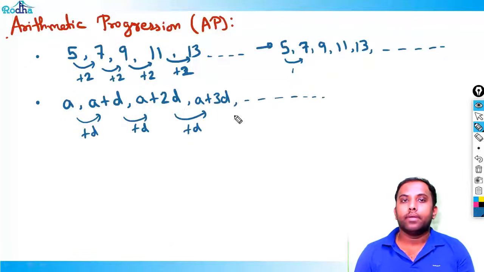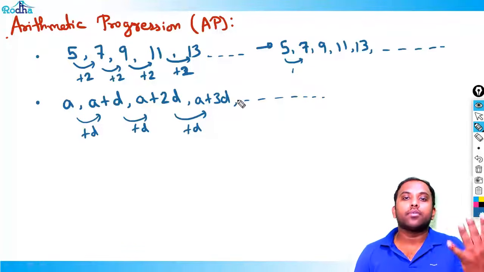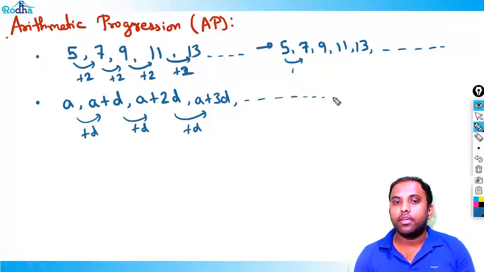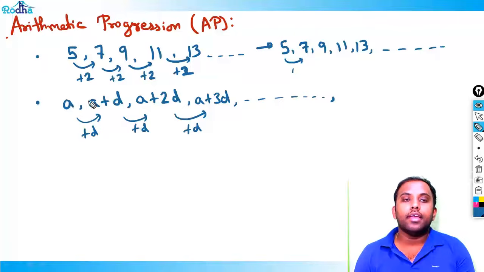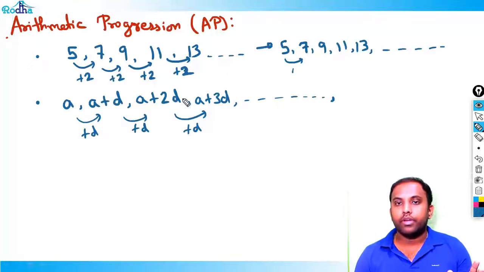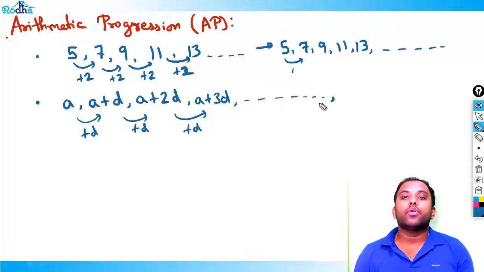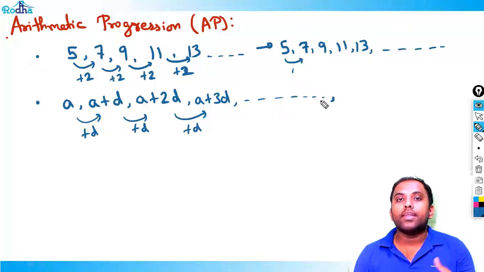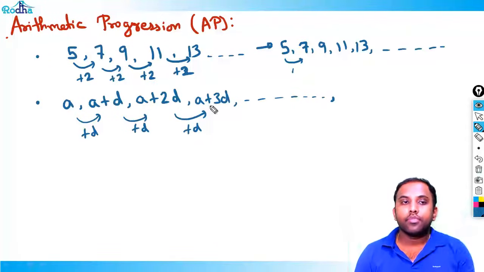This is called AP. So what is the nth term of this AP? The nth term is the last term of this AP. If I'm writing the first term as A, second term as A plus D, third term as A plus 2D, what should be the last term of the series? Where should I end it? Or I should say, what is the nth term of the series? By putting the value of n, I should get all these numbers.